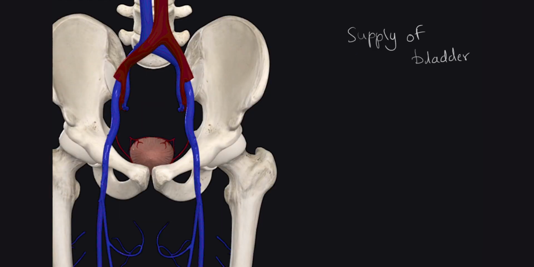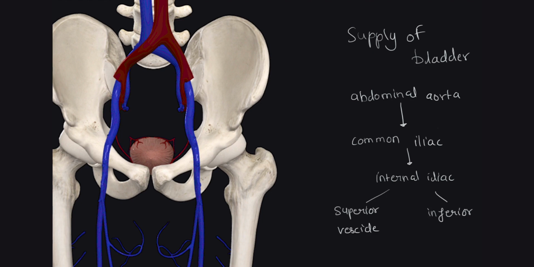muscle layer. The supply of the bladder is mostly done by the branches of the abdominal aorta. So starting from the abdominal aorta, we have the common iliac artery. The iliac artery divides into the internal iliac artery. We also have another branch known as the external iliac artery, but we are more concerned about the internal part. Then we have the internal iliac dividing into the superior vesicular and the inferior vesicular artery.